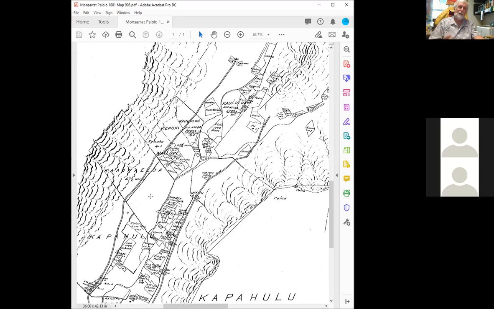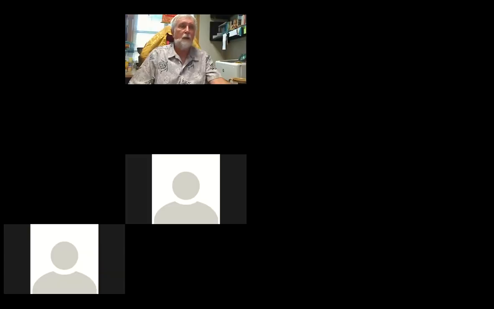So this is a tiny example of how this process happened in Hawaii. And it happened in all the islands. And like I said, there's a ton of literature on this.